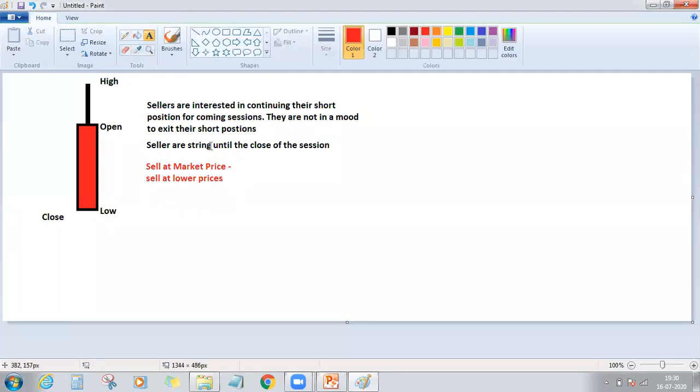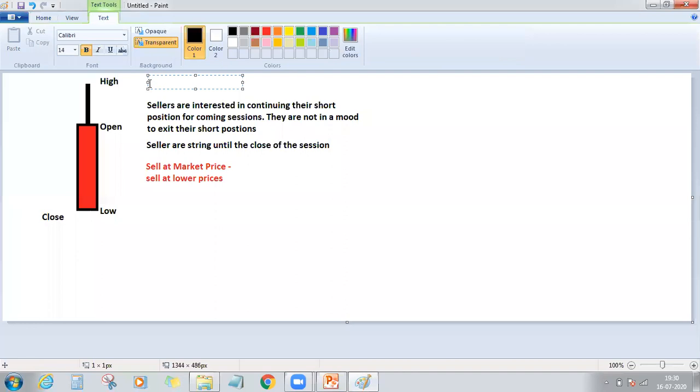And that's the reason I say sellers are so strong at the bottom as well, and they are in a mood to continue their bearish position in the following sessions. And this was the case of close is equal to low.